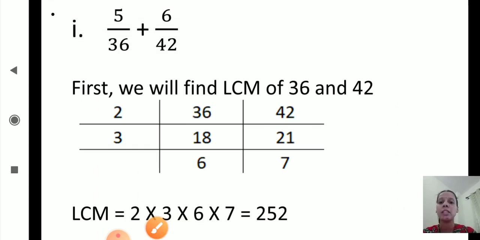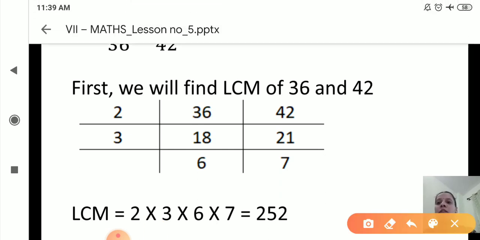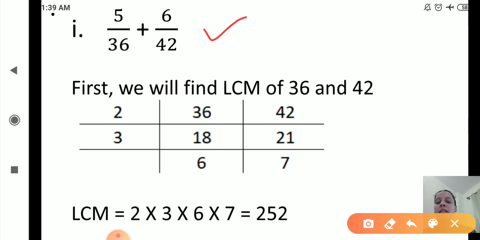As you can see here, this is the first sum. What is the question? 5 upon 36 plus 6 upon 42. You will make the denominators equal, then only you can do the addition. So first we will find the LCM of 36 and 42, the denominators. This is the method to find the LCM. I think you studied it last year, in 6th standard, LCM, least common multiple.